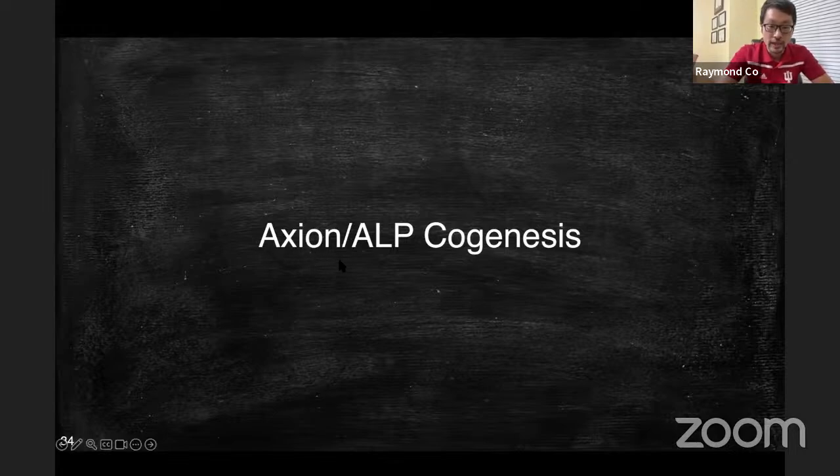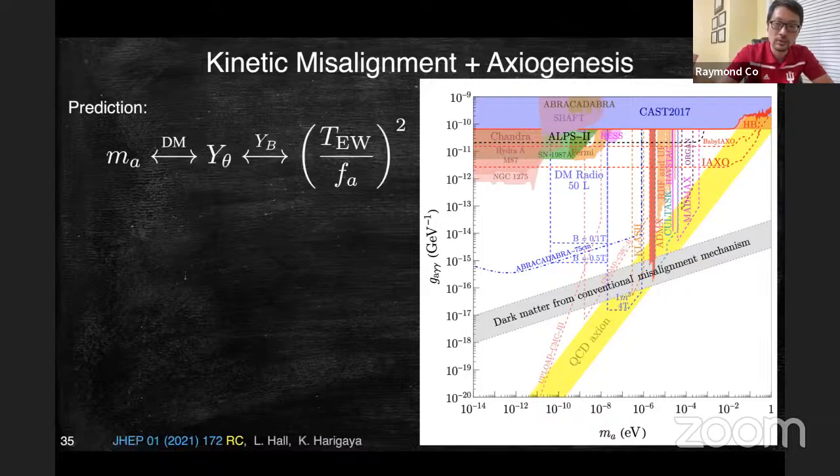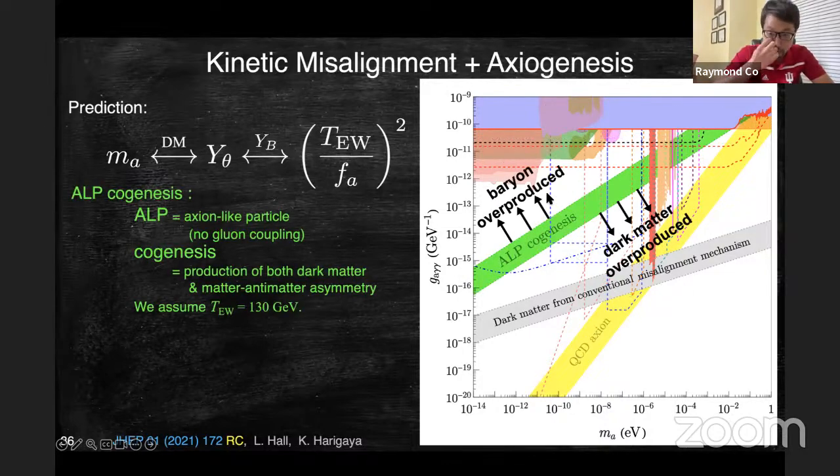So this is what we call axion ALP cogenesis. Cogenesis refers to the idea that we're producing both dark matter and the baryon asymmetry using the same dynamics, the axion rotation. So the prediction is done in the following way. As we saw earlier, dark matter relates the mass and the rotation, and the baryon asymmetry relates the decay constant and the rotation for a fixed electroweak phase transition temperature. Then that means there is a specific relation between the axion mass and the decay constant, and that can be shown in this plot as this.